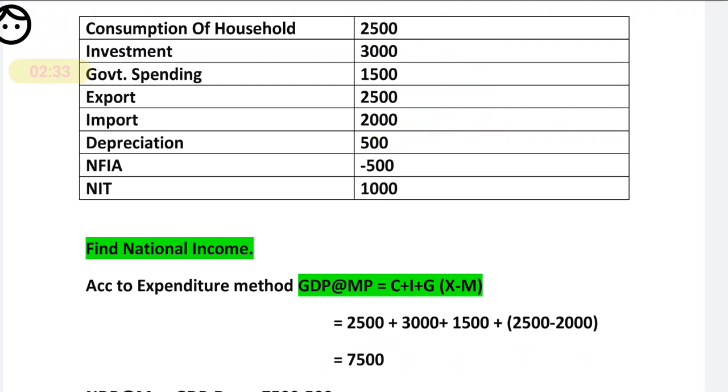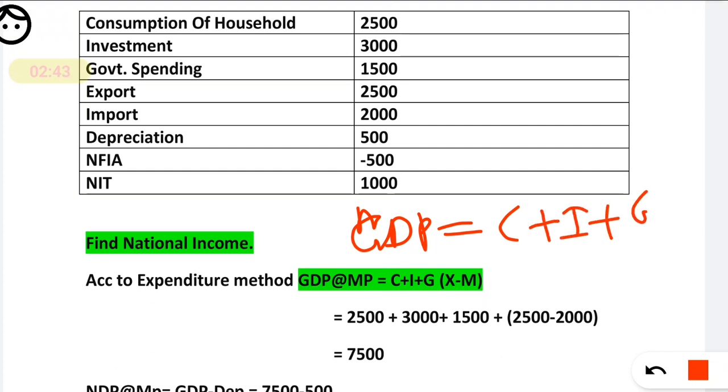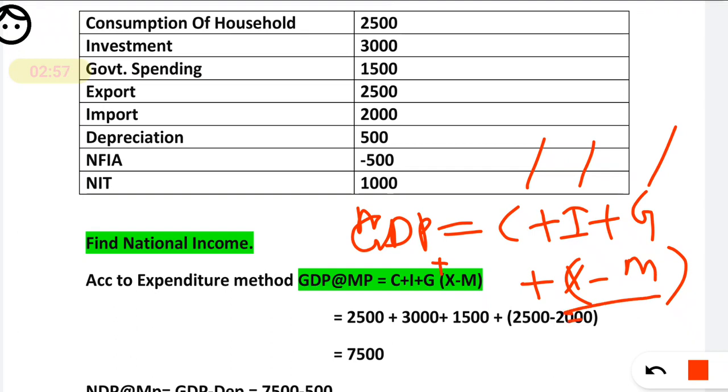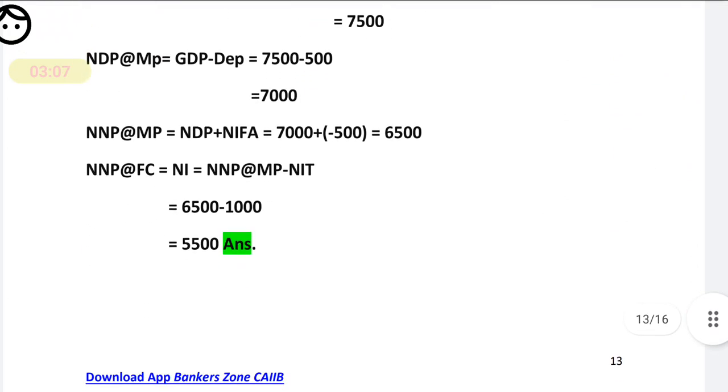Expenditure-wise method means we have the formula. GDP is equal to consumption plus investment plus government spending plus export minus import. This is the formula, right? Consumption plus gross investment, here is the gross investment, here is government spending, plus export minus import. Okay, very easy. Now is the main task we have to do.